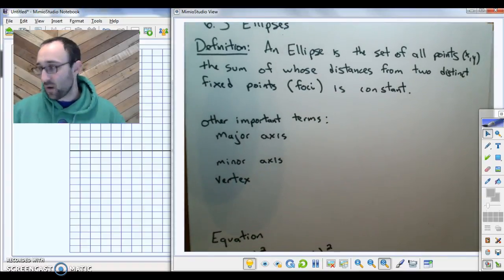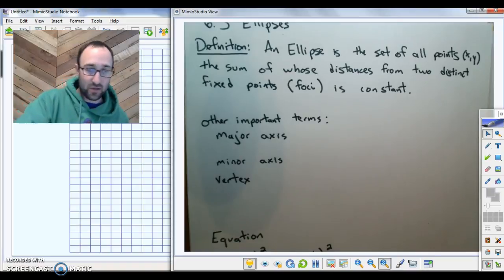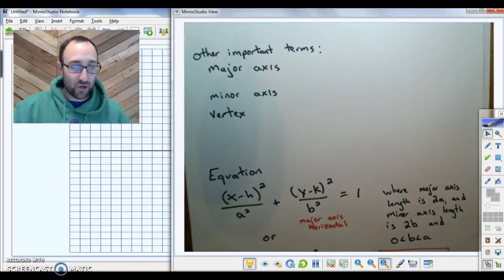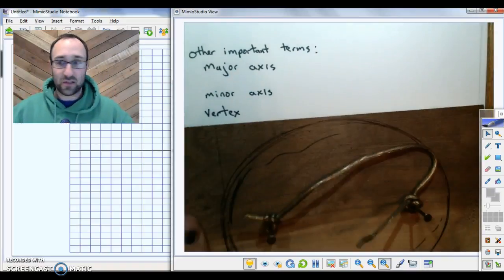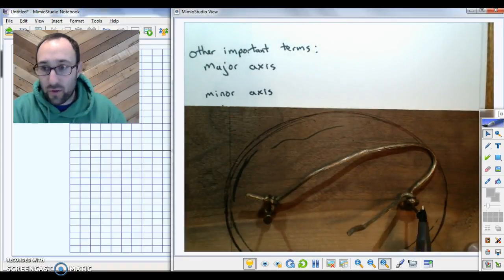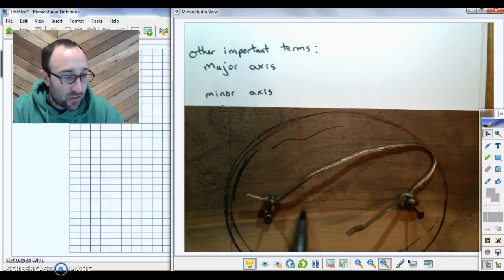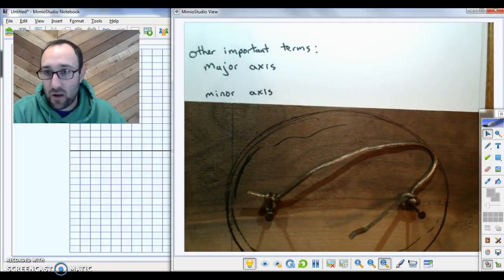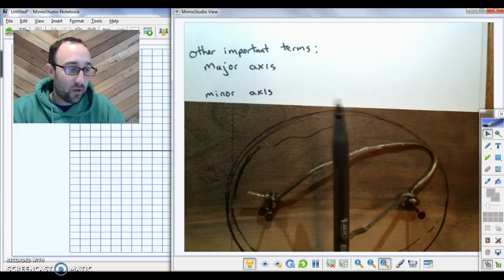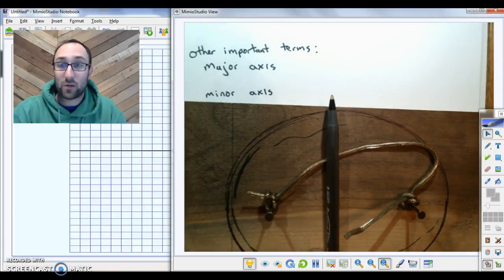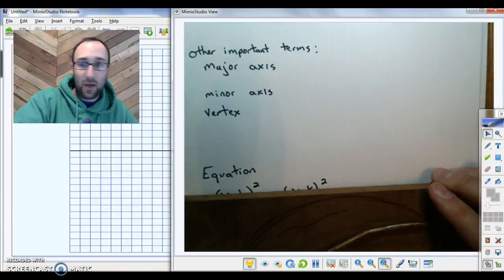Some other important terms: major axis. The major axis is the part that goes through both of my foci, so it's the axis that goes, in this case, this way. And the minor axis is the one that would go through the center and would go vertically.